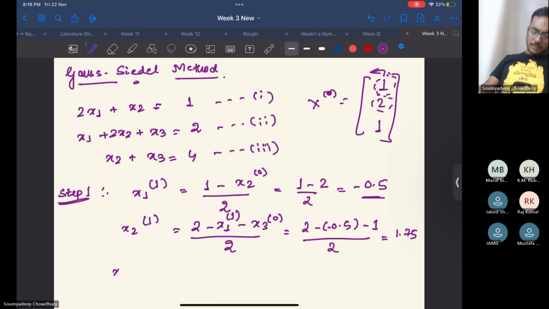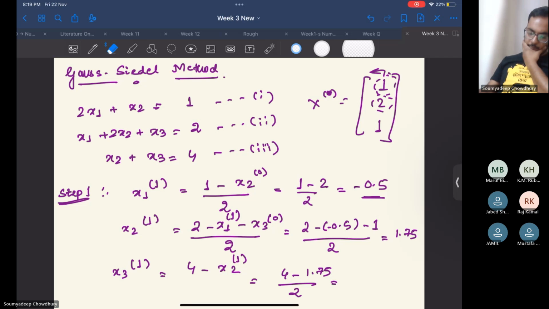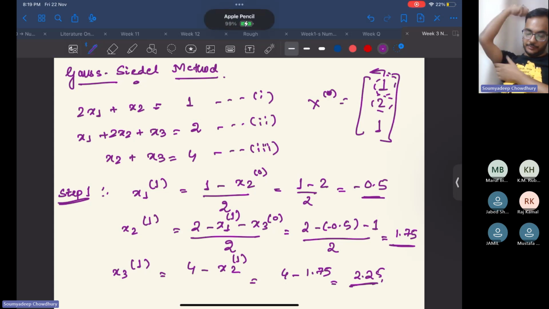Yes, sir. Can you tell me what will be x3 then? It is (4 minus x2) by 2. So x2, which value should I use? Sir, the first iteration value, 1.75, that means x2 of 1, sir. Yeah. So it should be x2 of 1, not x2 of 0, because we have already found x2 of 1. It will be 2.25.